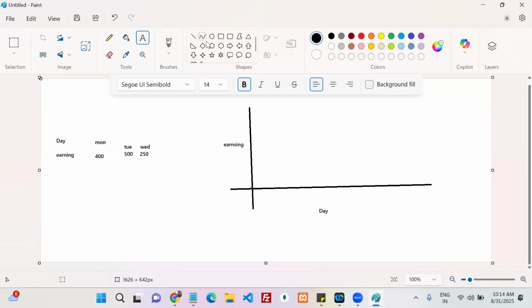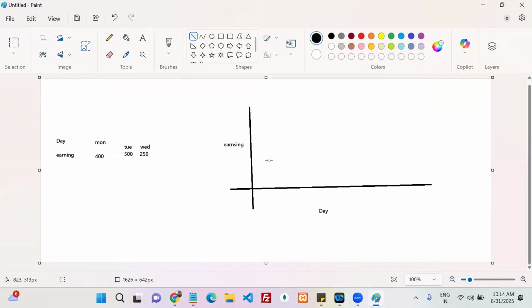Then on my first day I earned 400. The next day 500. The next day 250. Something like this, we can represent the data, the graphical representation. Yes or no? Sometimes we can do multi lines also.